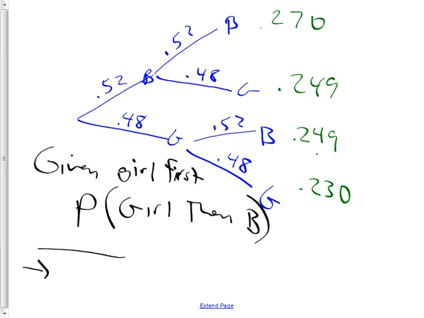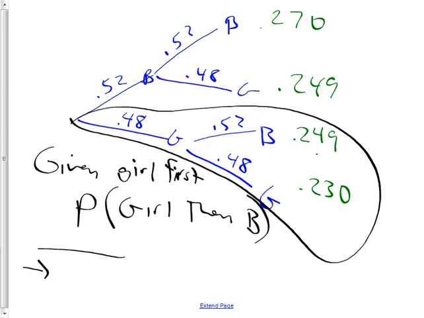Okay, how does that happen? I would do it this way. I know there's one way that's super simple, but it won't always work. This way will always work. Girl first meant that we went down this road right here, so only those two things are possible. What are you supposed to get when you add 0.249 and 0.230? You're supposed to get that.